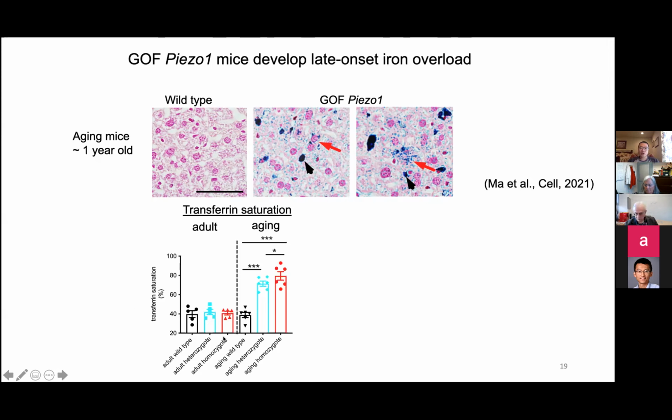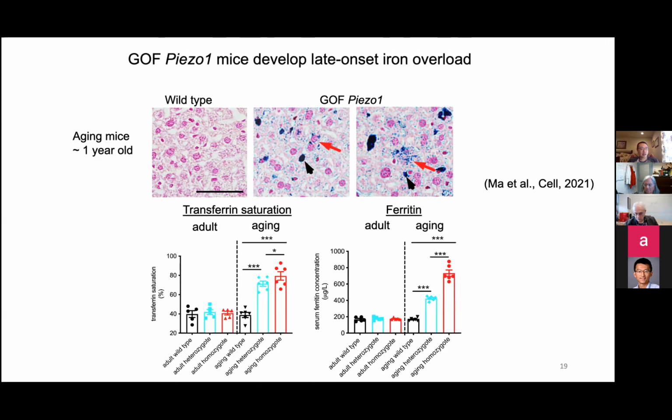We also observed a similar result for the ferritin values in these animals. Ferritin is also a small intracellular peptide that binds iron and stores it in the tissue, so its blood value reflects how much iron you have in your body. So based on this histology and the blood measurement experiments, our gain of function animal model is a great tool to study the iron overload caused by gain of function PIEZO1 mutation.